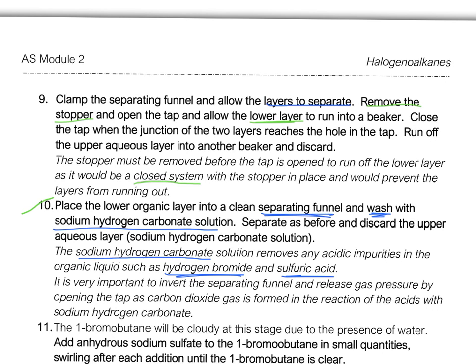So again, invert it, shake it, but release your gas pressure as before by opening the tap when it is inverted. The reason for that is, if you think of when a metal hydrogen carbonate reacts with an acid, we get a salt, water, and carbon dioxide. So carbon dioxide gas is given off, and we need to release that to prevent the pressure from building up in our separating funnel.